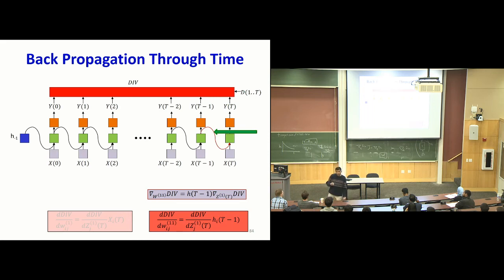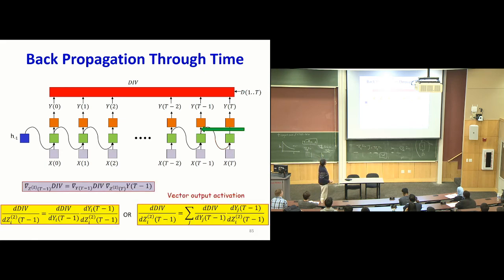But you've gone past only one time instant. Now I have to go back to the previous time. So where do I start? I start from the top again. I've initially computed the derivative of the divergence with respect to the y at t minus 1. Then I can multiply that by the Jacobian of this guy here, computed at z at t minus 1, and this should have been t minus 1, sorry. And then I'm going to get the derivative of the divergence with respect to this variable.